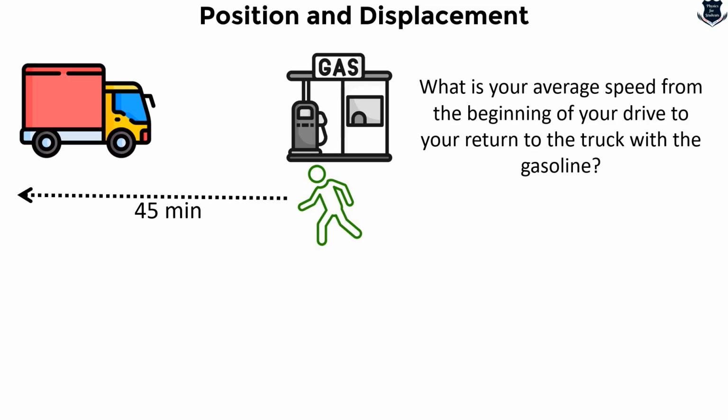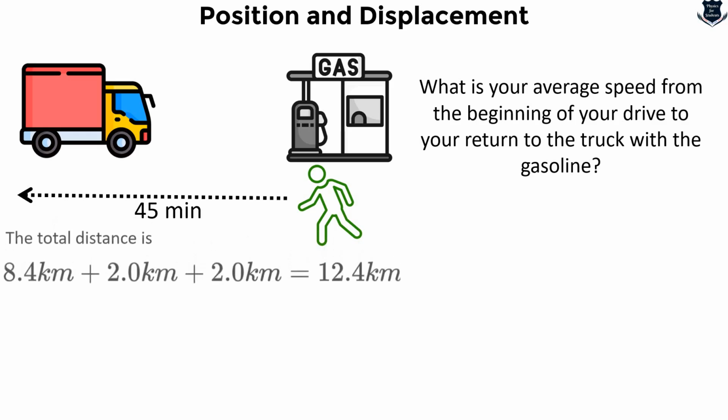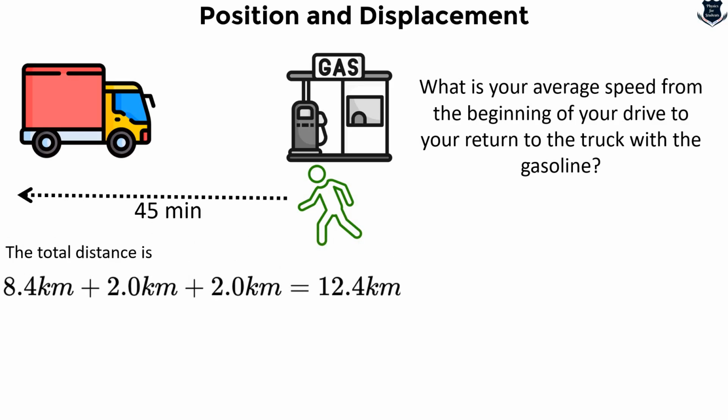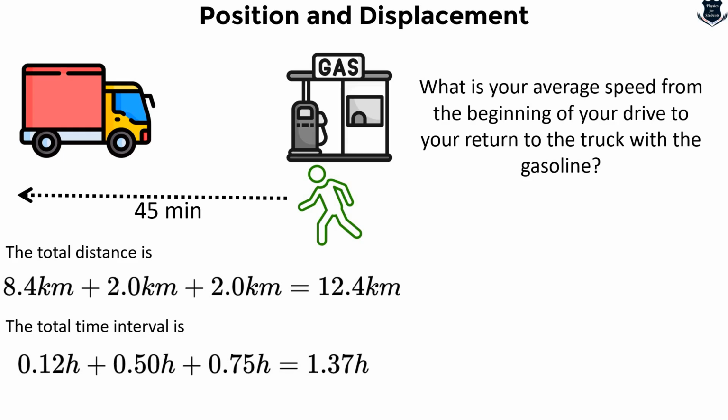Your average speed is the ratio of the total distance you moved to the total time interval you have taken. Calculating, you add the total distance, 8.4 plus 2 equals 12.4 kilometers, and the total time interval is 1.37 hours, which is adding 0.12, 0.5 and 0.75. The equation finally gives the answer, which is 9.1 kilometers per hour.